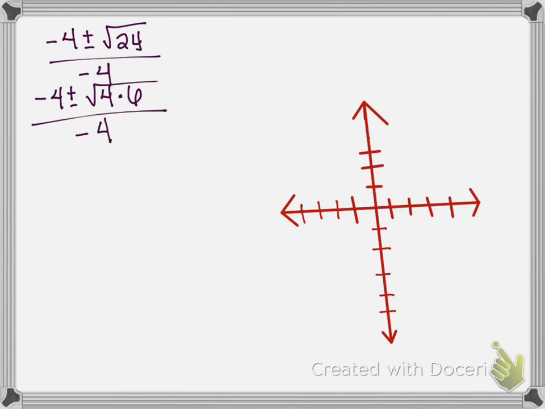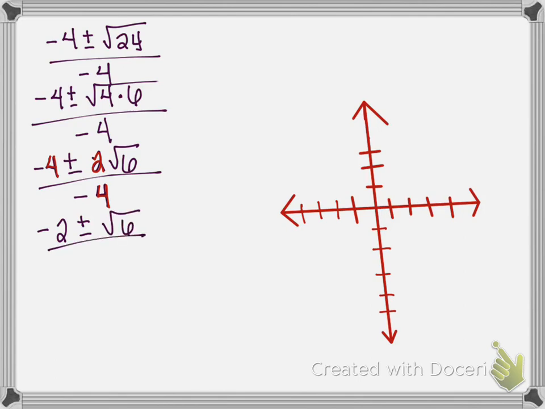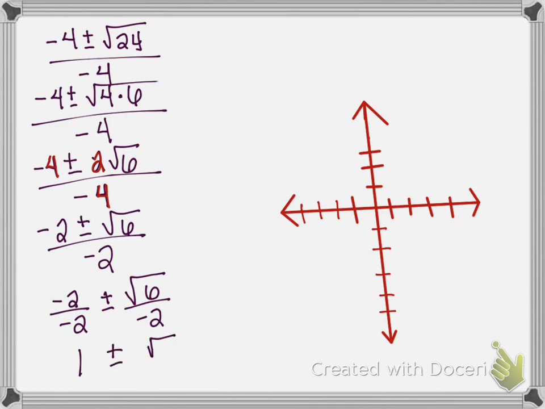What's the square root of 4? 2. So I have negative 4 plus or minus 2 on the square root of 6 over negative 4. Now, what you have to look at are these numbers. Is there anything that goes into all of those numbers? 2. Okay? So, I have negative 2 plus or minus the square root of 6 over negative 2. That is an acceptable final answer. Some students will go one step further and do negative 2 over negative 2 plus or minus the square root of 6 over negative 2. So I could have 1, and that would be acceptable. Okay? So here is okay, and here is okay.